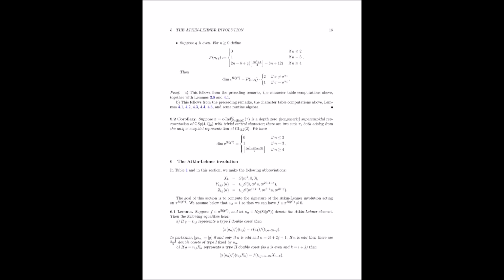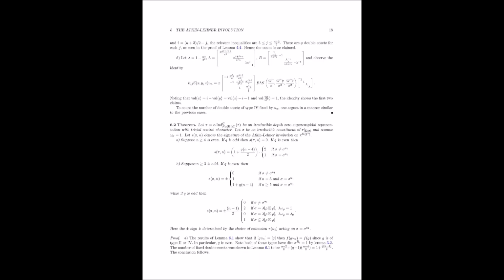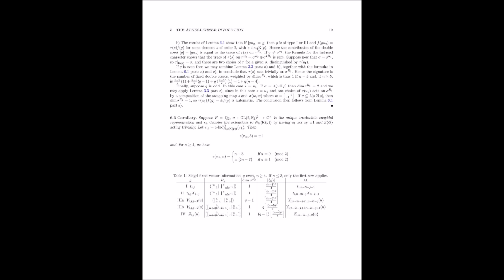He begins with Lemma 6.1, a technical but crucial result that analyzes how the Atkin-Lehner element, u_n, acts on each type of double coset representative. Remember, we classified those double cosets into 5 types earlier. Right, types 1, 2, 3 up, 3, and 4. Each with its own special characteristics. Exactly. How does u_n behave when it encounters these different types?